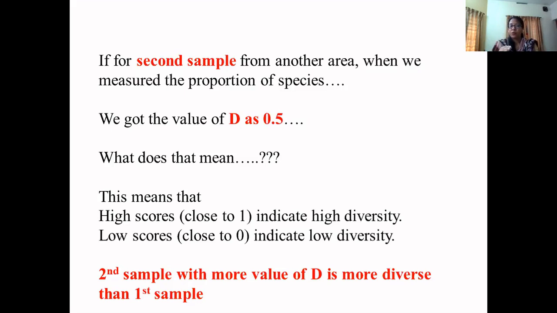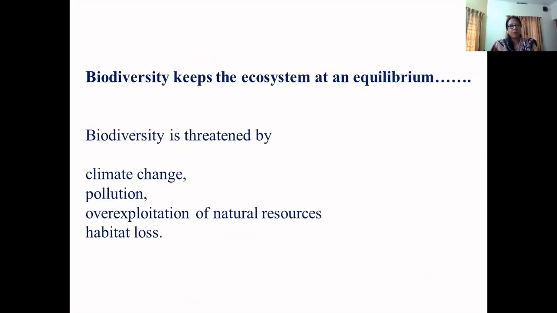What we saw in the first slide was that a higher score close to 1 indicates higher diversity, whereas a lower score close to 0 indicates low diversity. So as the value of D increases, the biodiversity also increases. Simply we can say the second sample with the higher value of D is more diverse than the first sample. And so biodiversity keeps the ecosystem at an equilibrium.